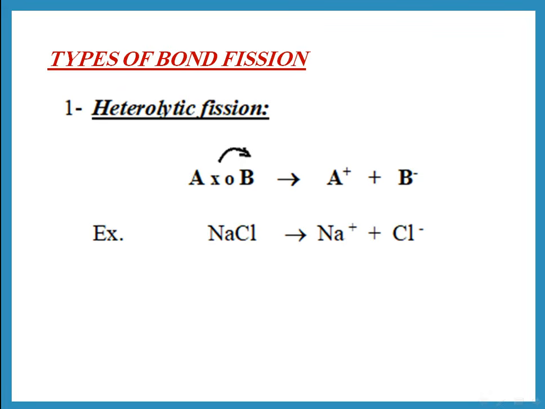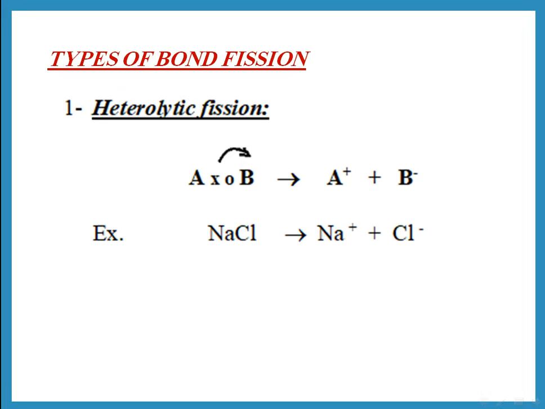You should realize that when we talk about breaking up of bonds or bond fission, we can have two types of breaking up of bonds or two types of bond fission. One of them is referred to as heterolytic fission. Heterolytic means both electrons that are being shared will go to one of the atoms, leaving the other lacking electrons. So when both electrons go to B, for example, now B has an extra electron, so it's a B minus, and A is now lacking an electron, so that is A plus.